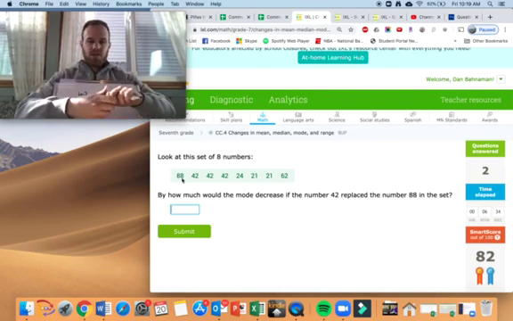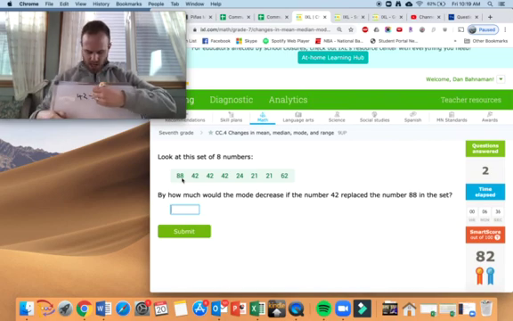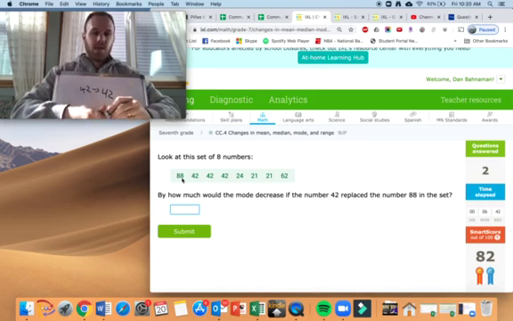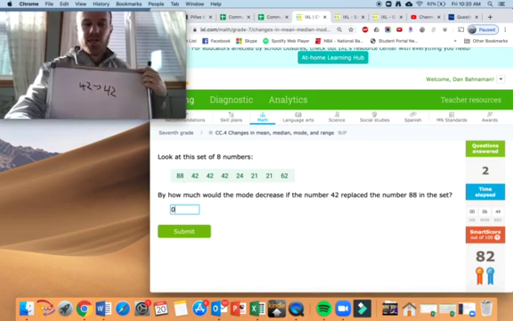Well, notice for the mode, it does not change. For some of these, it might change, but it's at 42. It's staying at 42. So what that's saying is how much would it decrease? It's decreasing by 0.